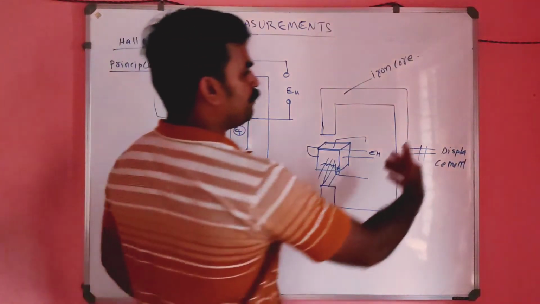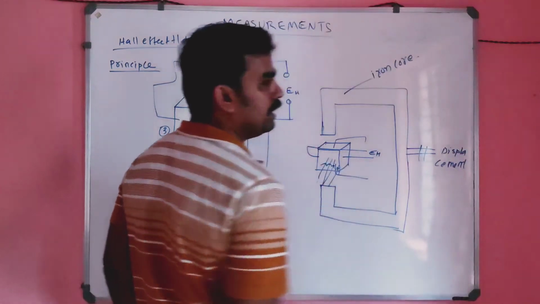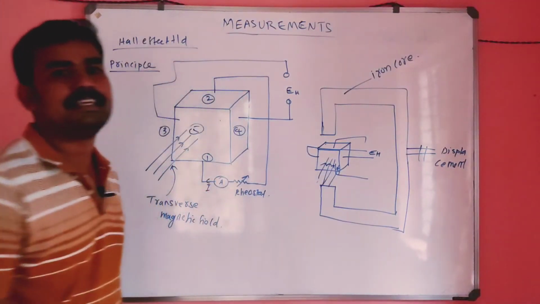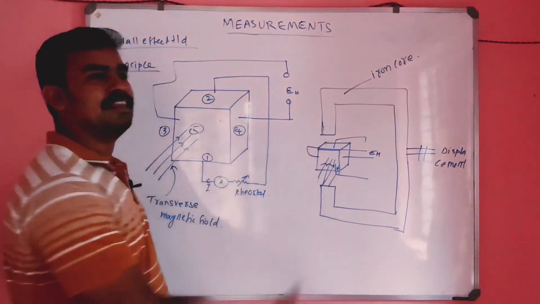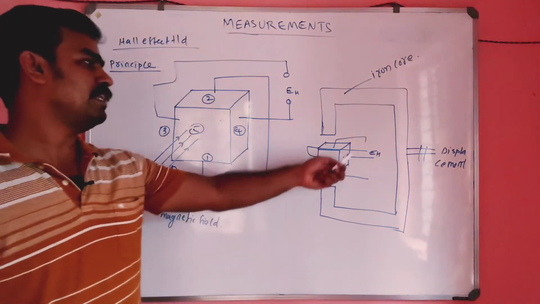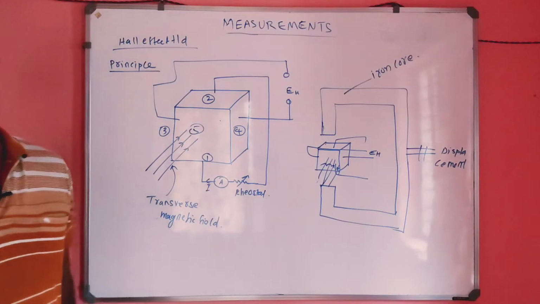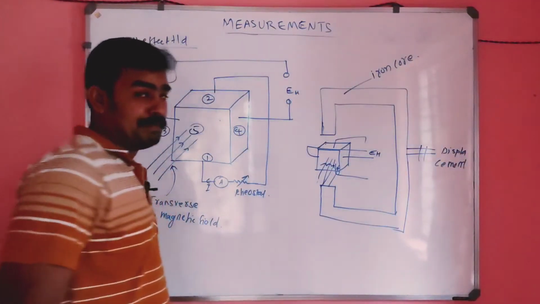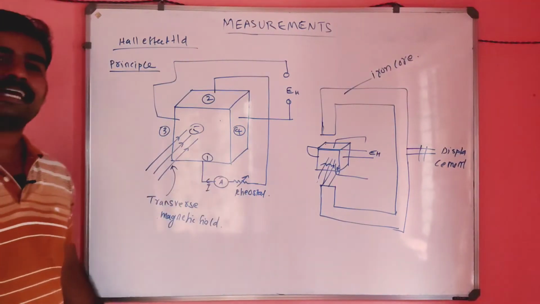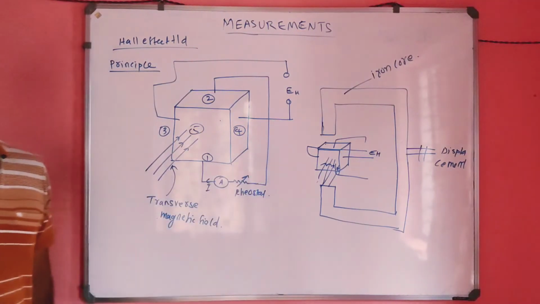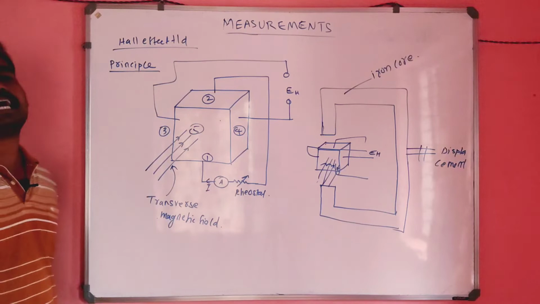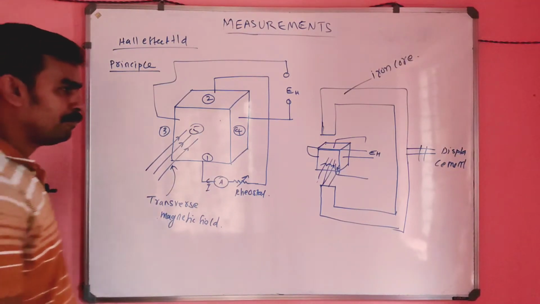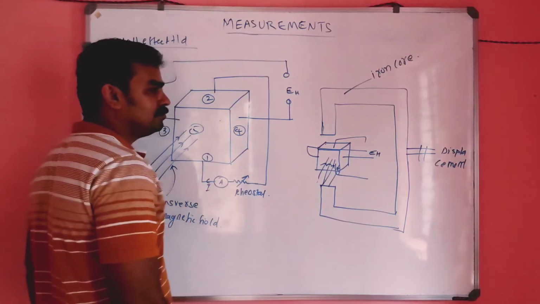So if you displace this magnetic material by a small distance, what happens? This magnetic flux will be varying. If the magnetic flux is varying, it directly affects the Hall voltage. So the displacement, the movement of the magnetic material, can be indirectly found out by the Hall effect material. That is how you have to measure the displacement. Okay? Is it clear, my dear?